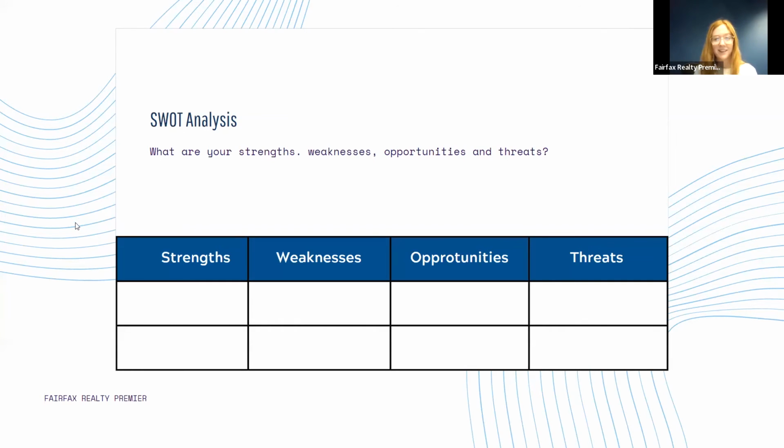Next one, your strengths, weaknesses, opportunities, and threats. So you're going to do this for both yourself and your competition. It's important to figure out your strengths and weaknesses and your competitors' strengths and weaknesses. Your strengths and weaknesses could be, somebody give me an example. What is a strength that a realtor could have in today's market?